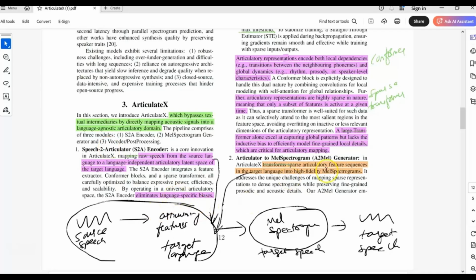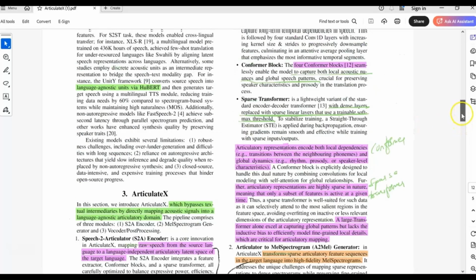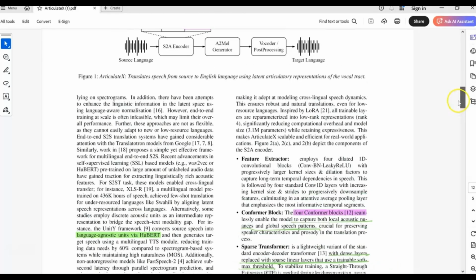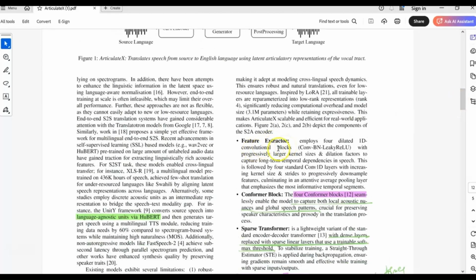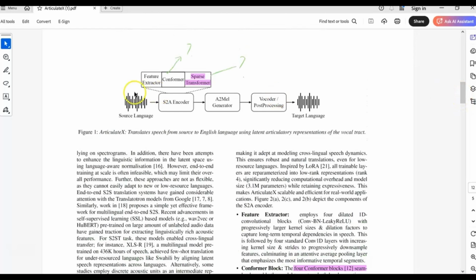It does that by putting together three things. We have a feature extractor first, followed by a conformer block, followed by a sparse transformer. Essentially, you take raw audio and put it through a feature extractor, which we'll look at in detail in just a minute. Then you take the output from the feature extractor and put it through a conformer block. They're using 4 conformer blocks.